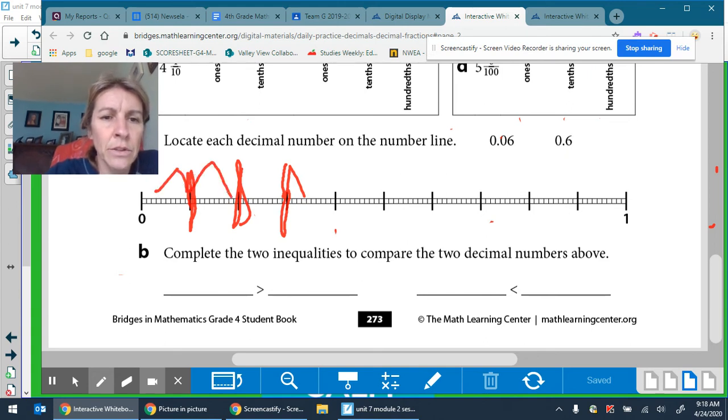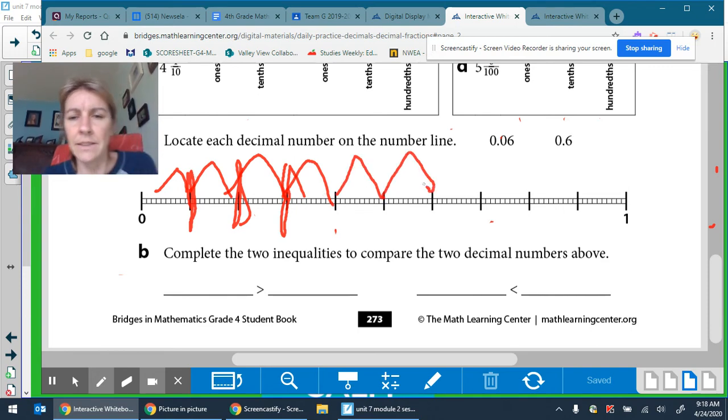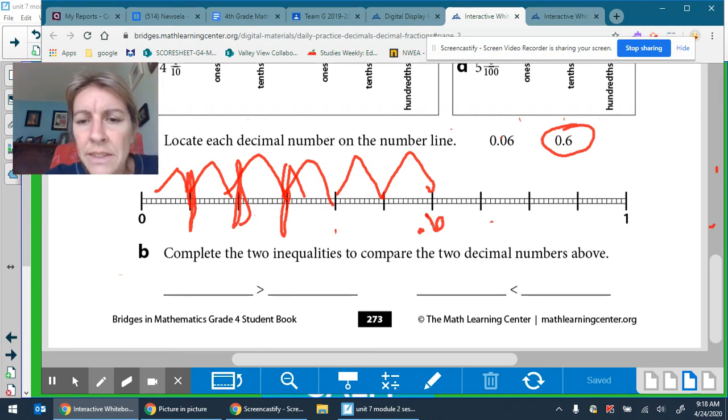So here's 10, 20, 30, 40, 50, 60. So look, I can see this is 6 tenths. So my 60 hundredths or 6 tenths would go right here. Okay, so locate each number on the number line. So that's 0.6, or you can write it 0.60. Notice I don't always have to put a 0 here if nothing's here. If it is a 0 and you don't have anything there, that's the same thing as 0.6.